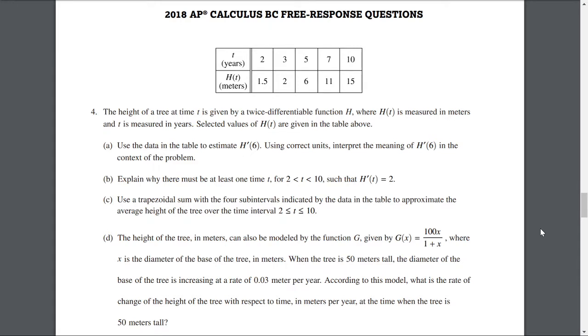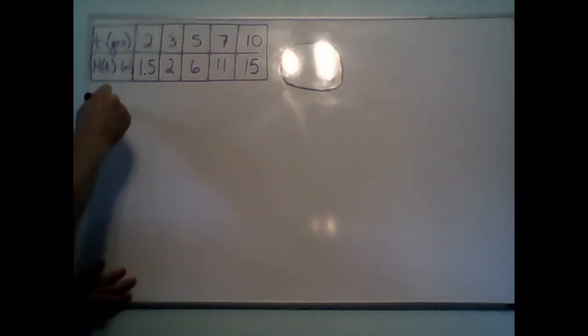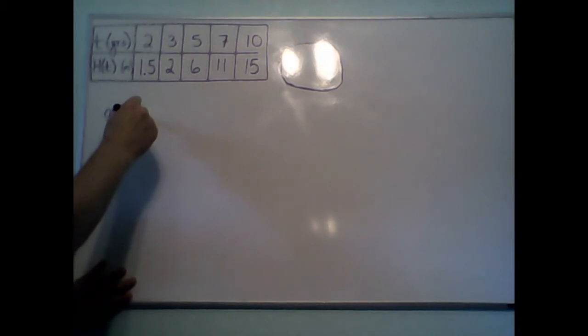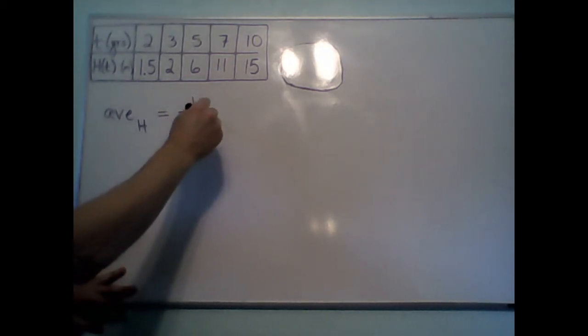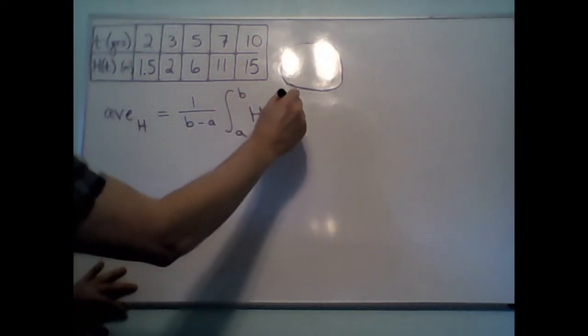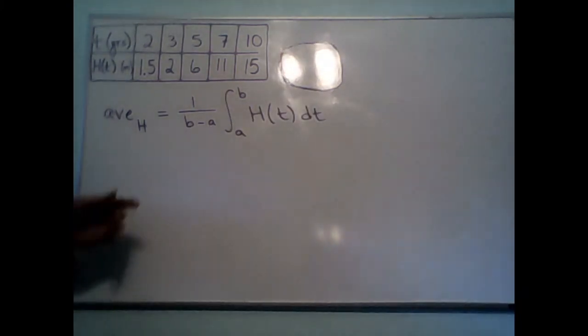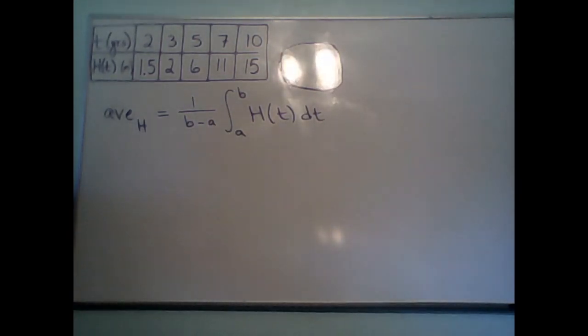All right, part C says use a trapezoidal sum with the 4 subintervals indicated by the data in the table to approximate the average height of the tree over the time interval 2 less than or equal to t less than or equal to 10. So the average value of a function, in this case the average of the height, is just 1 over b minus a times the definite integral from a to b of the function. So we want an approximation for this based on the trapezoidal rule.